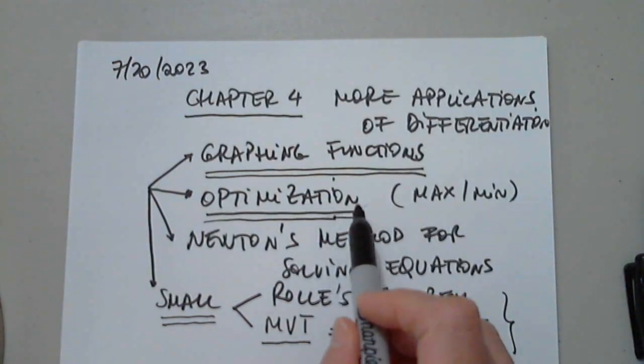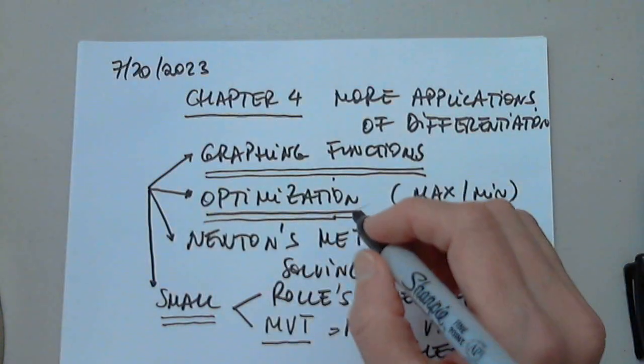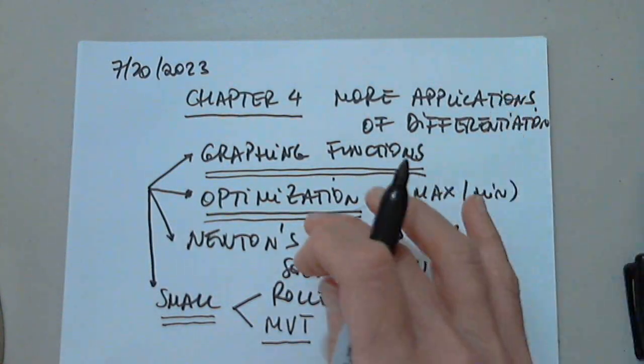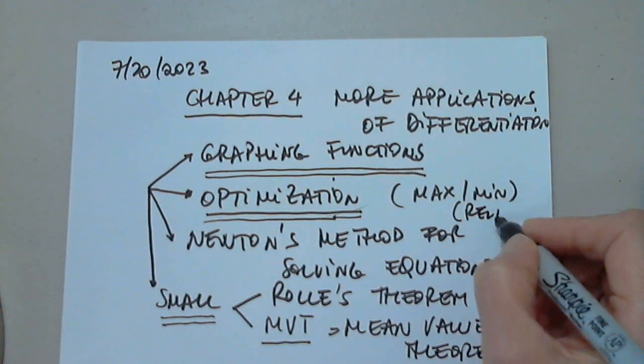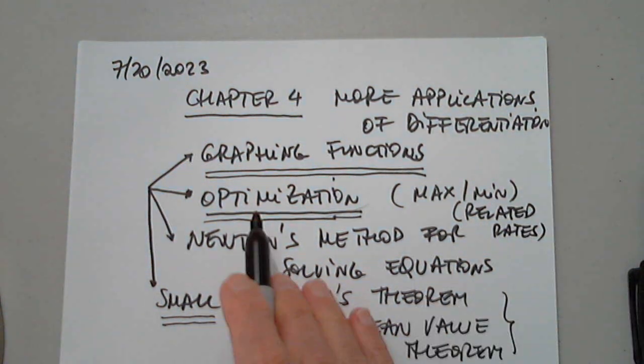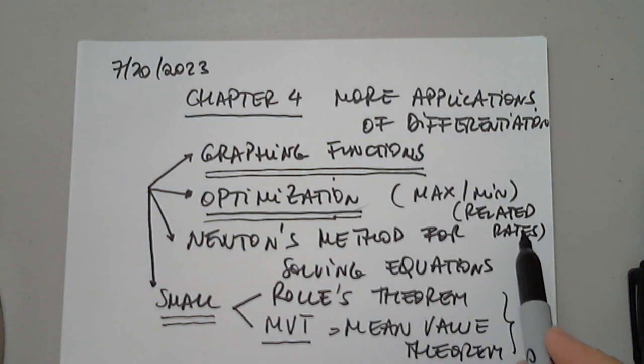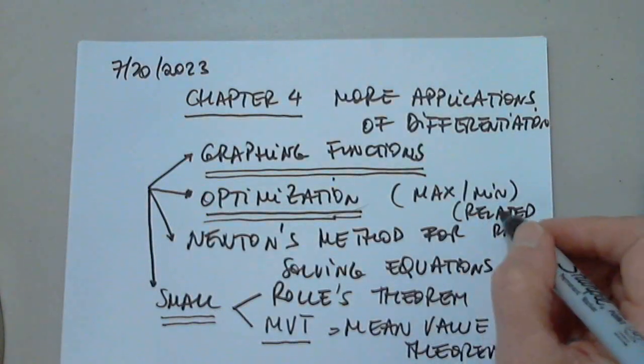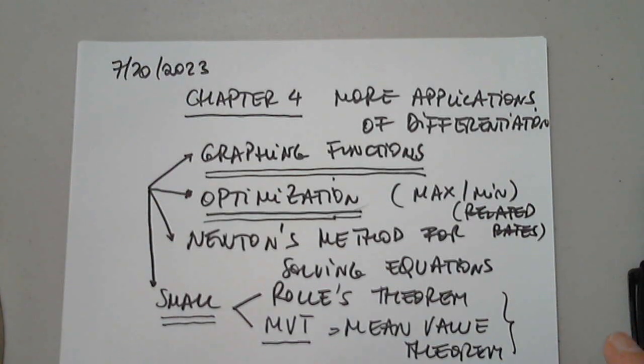What is this optimization again? Max-min. It's a big topic, similar to, not the same, but similar to the related rates from chapter 3. Not related rates, I'm just saying similar to. I'm just going to erase it from here so you don't get confused. Okay.